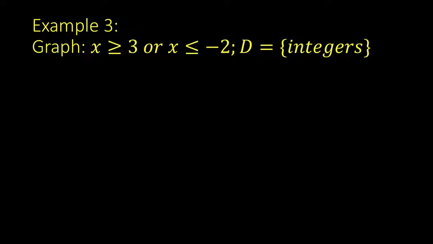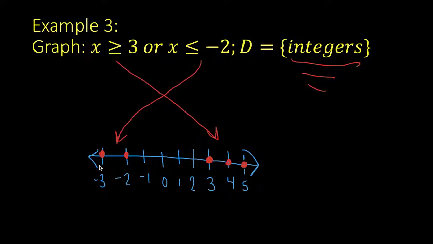Try this one on your own and then pause the video and we'll check back in just a moment. So checking the example 3 answer, we have two inequalities. x is greater than or equal to 3. So we would shade 3 and then we would shade to the right of 3. Only dots because the domain is integers. And then we have x is less than or equal to negative 2. So we're going to shade negative 2 and then everything to the left of negative 2.